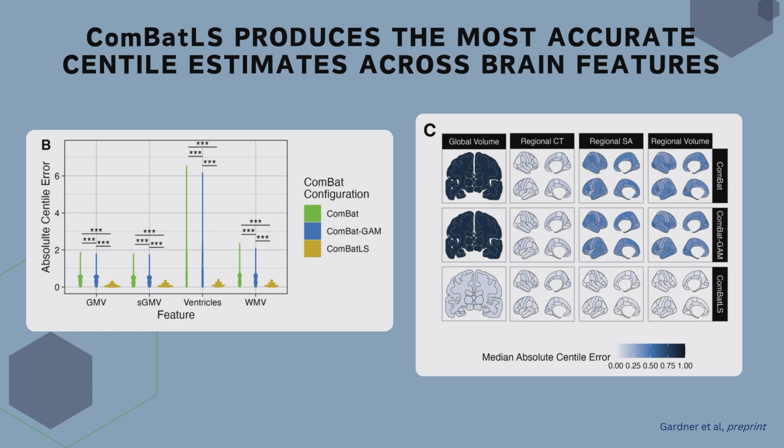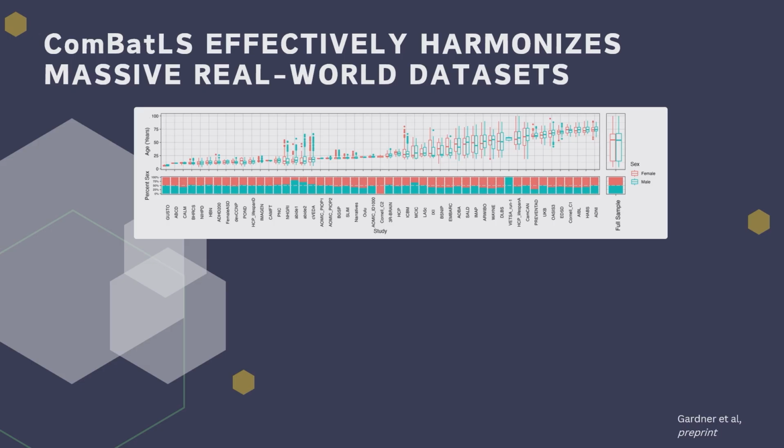However, we still needed to see whether ComBatLS can actually harmonize data, which is what we wanted to do in the first place, is get rid of those nuisance side effects. So we use structural MRI data from the Lifespan Brain Chart Consortium. So we have about 52,000 subjects, ages 3 to 100 years after QC. And then we applied ComBatLS and ComBatGam to harmonize across these studies.